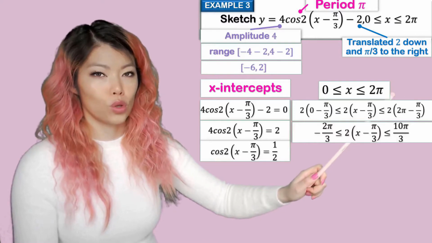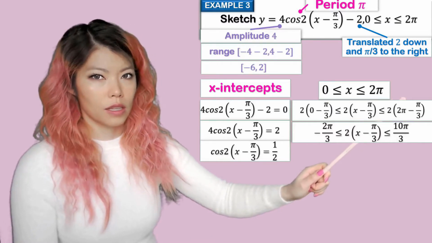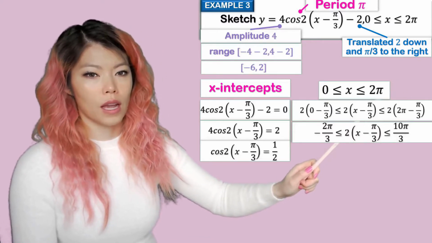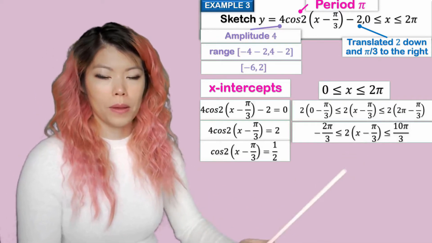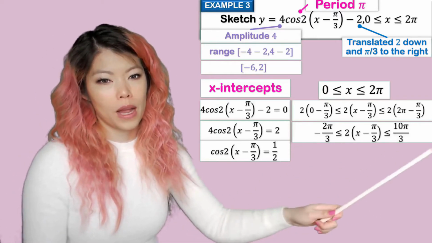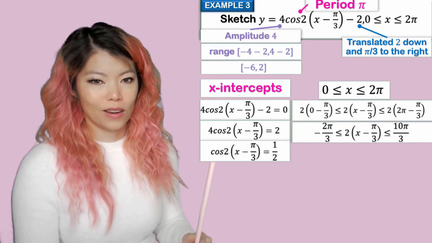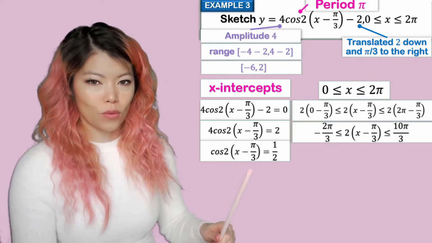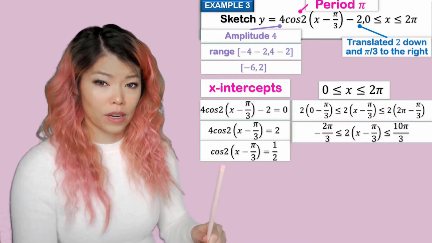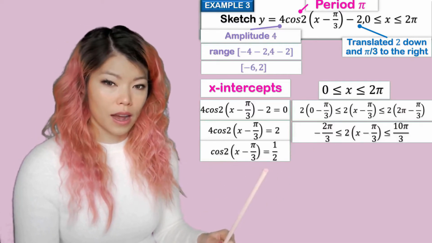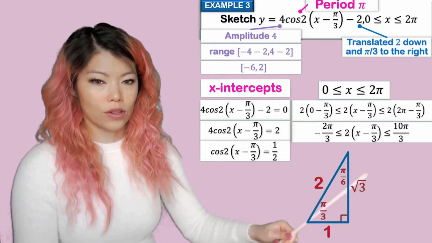So 2 pi minus pi on 3, 2 minus a third, 6 minus 1 is 5/3 times 2 is 10/3. So 10 pi on 3. So now we have the domain of this chunk while we work it out. And then while we work it out, we also have to figure out what cos of what is a half. And that we need to know our triangles.